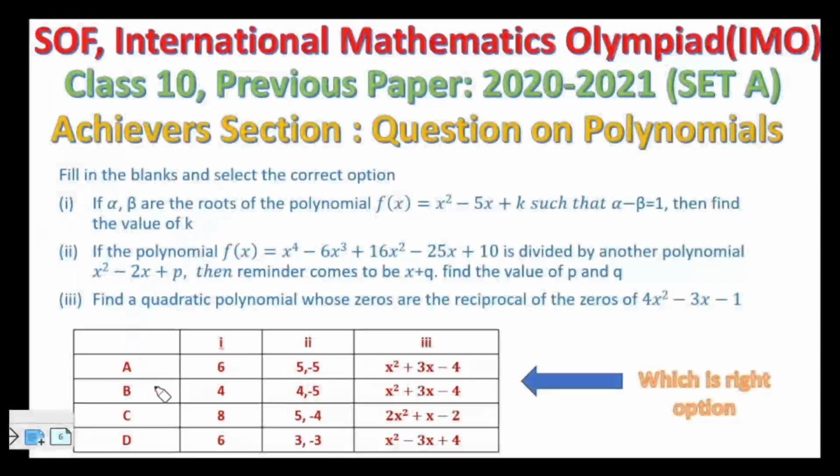So our final answers: for the first question, 6 is the answer; for the second question, 5 comma minus 5 is the answer; and for the third question, the equation is x square plus 3x minus 4 equal to 0. What I am saying is, you need not solve all three in your examination. The first question, 6, is easily solved, so we have two choices, A or B. Then if you solve the third question and get this answer, the second question should obviously be correct, that is 5 comma minus 5. So the final answer is the first.